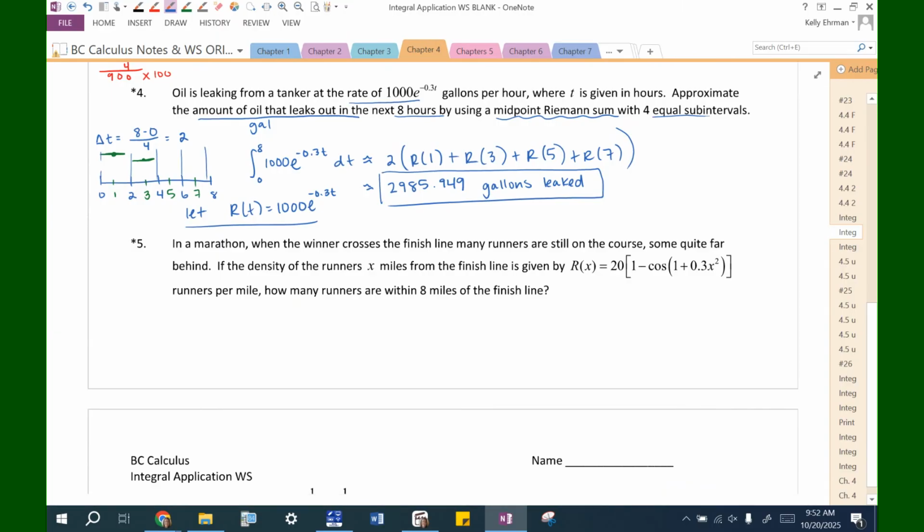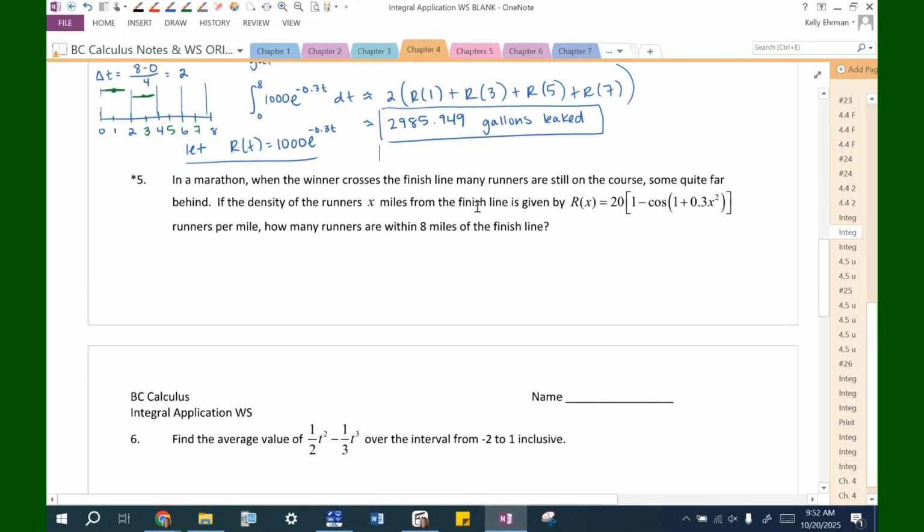Okay, number 5. Calculator allowed, by the way. When the winner crosses the finish line in a marathon, many runners are still on the course, some quite far behind. If the density of runners x miles from the finish line is given by this, so R is the density, of this ugly equation, in runners per mile, how many runners are within 8 miles of the finish line? So we want to go from mile 0, which is the finish line, to mile 8. If we integrate from 0 to 8, R of x dx, we're taking runners per mile and multiplying it by miles. So that will leave us with runners.